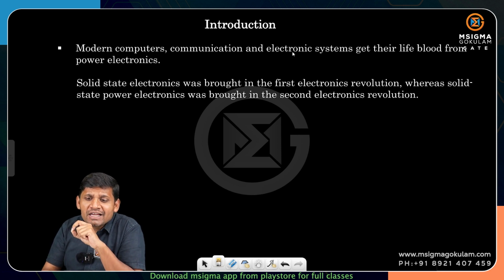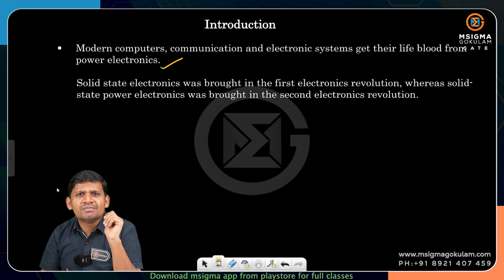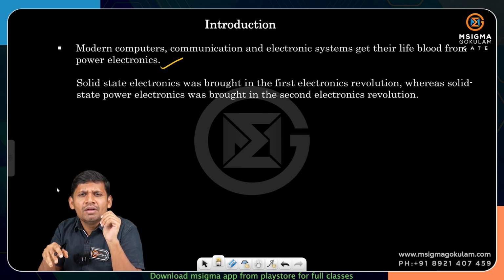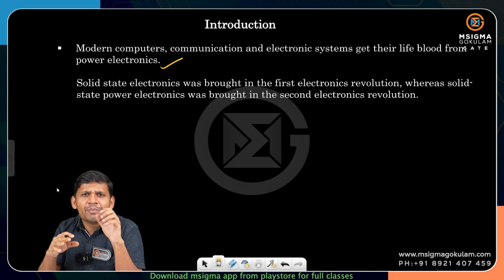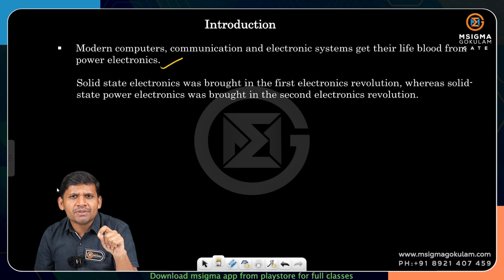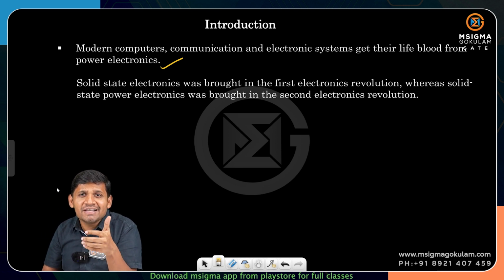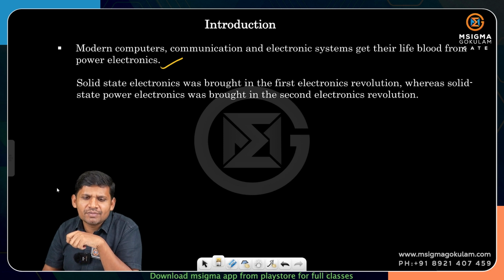Modern computers and communications and electronic systems get their lifeblood from power electronics. You take any computer system, any communication system. Internally, we are using some electronic circuits. That is mainly power electronic circuits. Without a power electronic chip, there is no working of any computer, there is no working of any communication system. That is the importance of power electronics.